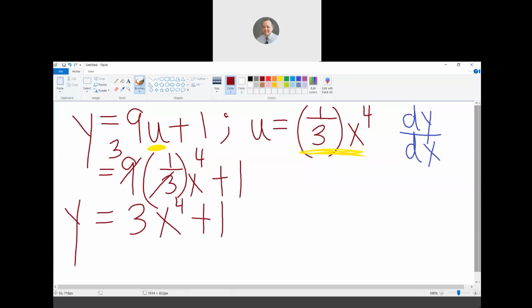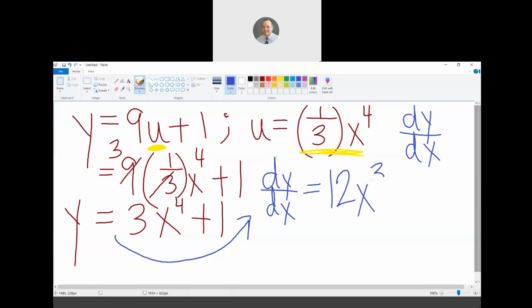Now we are ready to find the first derivative, or dy dx. So dy dx, on the right-hand side, find the first derivative of 3x to the 4th power. Just use the power rule. So that will give us 12x cubed. And the derivative of 1 is 0. So dy over dx is equal to 12x cubed.